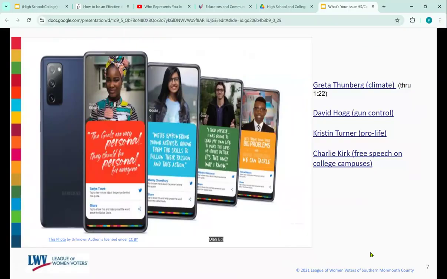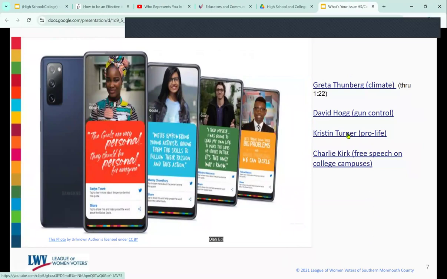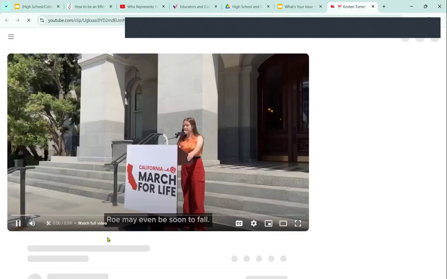Now, you can see the way these four are listed. There are 2 left-leaning issues at the right and 2 right-leaning issues at the bottom. I'm going to change that. I'm going to put 1 left, 1 right, 1 left, and 1 right. So I'm going to skip down to Kristen Turner now. And I'll ask you to do that.